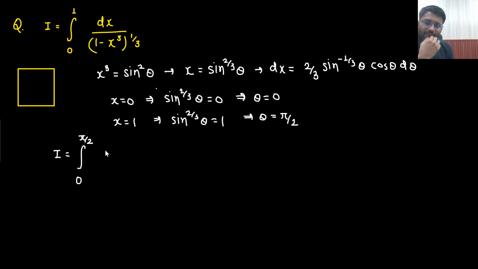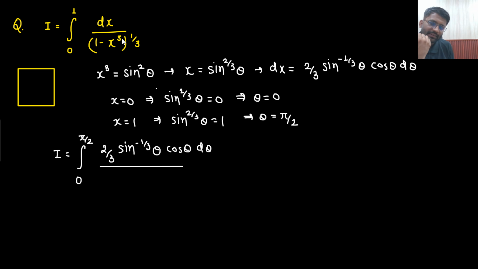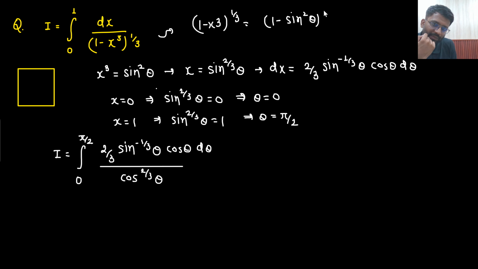Right? The dx value we have, which is 2 by 3 sine theta cos theta d theta divided by 1 minus sin square theta. 1 minus sin square theta will become cos square theta. So it will become cos to the power 2 by 3 theta. Understandable? Here what I am doing: 1 minus x cube to the power 1 by 3. So in place of x cube I am putting sin square theta to the power 1 by 3. Sin square theta will become cos square theta, so this will become cos 2 by 3 theta. Understandable? So now if this goes upward, what will you get here?